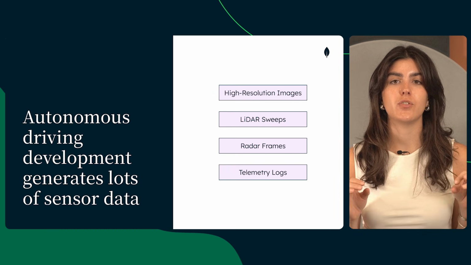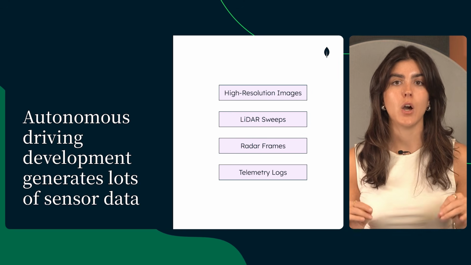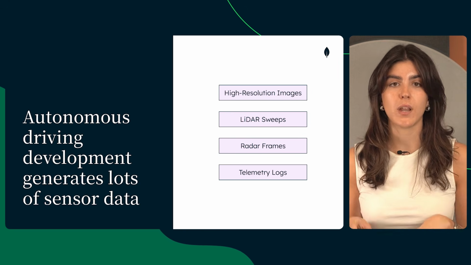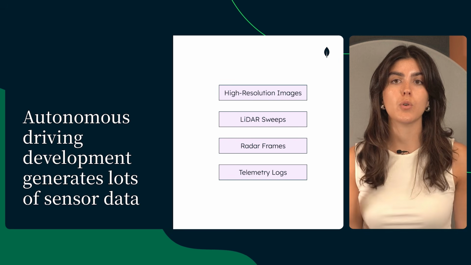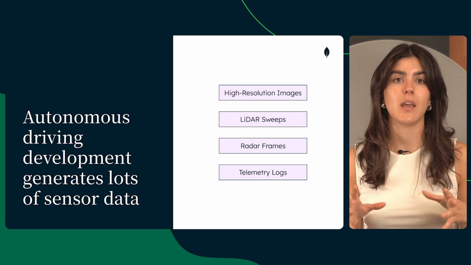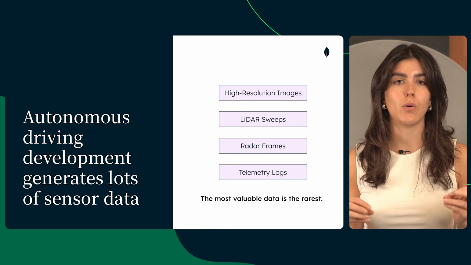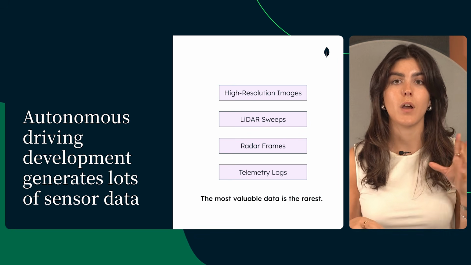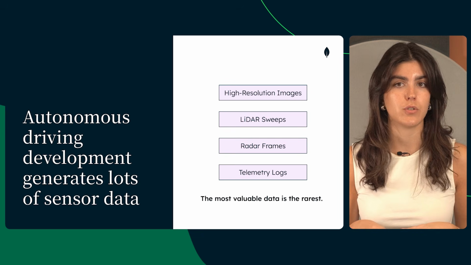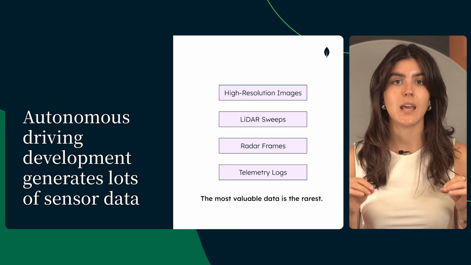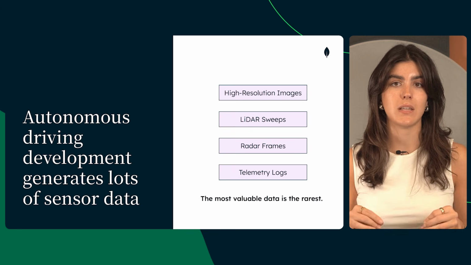Let's get into it. Autonomous driving development generates enormous volumes of sensor data. We're talking high-resolution images, LiDAR sweeps, radar frames, telemetry logs, all streaming in from the test fleets constantly. But here's the thing, the most valuable data points in all of that are the ones you almost never see. An animal on the road, a flooded intersection, an unusual construction zone. These are called edge cases or corner cases, and they're exactly what autonomous systems need to train on.